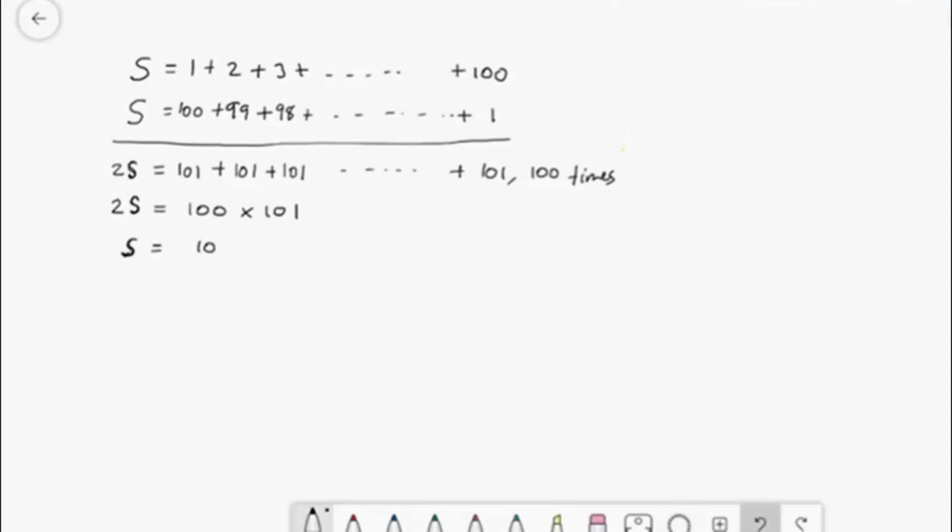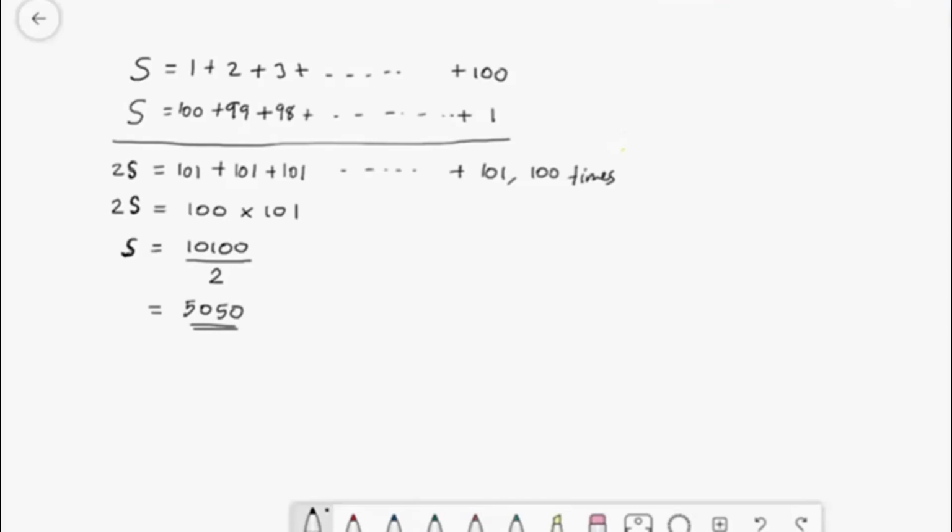Before that we can multiply 100 into 101. It's very simple. What will be the product? You put 2 zeros: 10,100. When this 2 moves to the right side, it becomes divided by 2. So S is equal to the half of 10,100, which is 5050. Yes, 5,050 will be the answer.